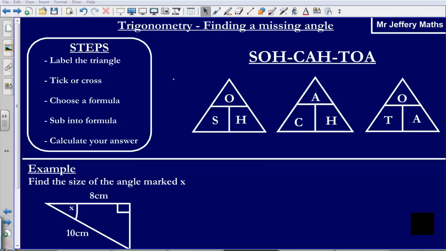Welcome to a video taking a look at trigonometry. This time we're looking at finding a missing angle. So here we've got 5 steps that we need to follow in order to do this.